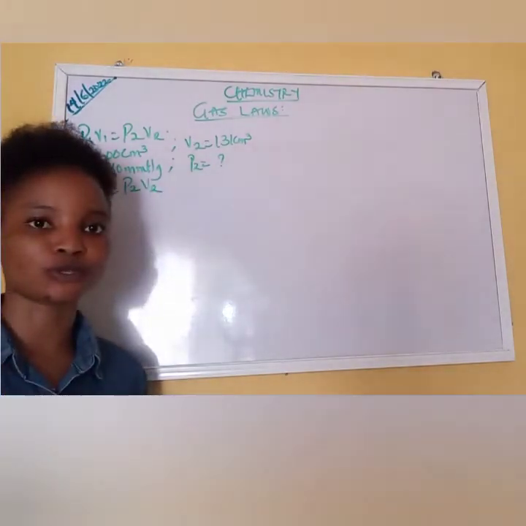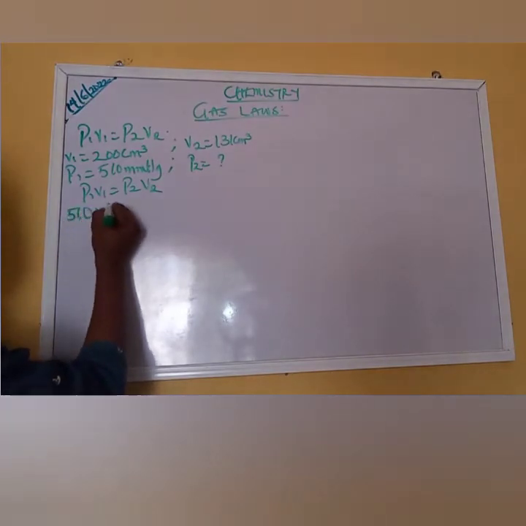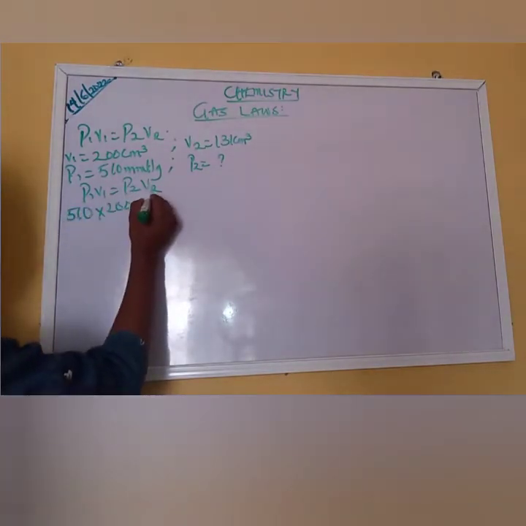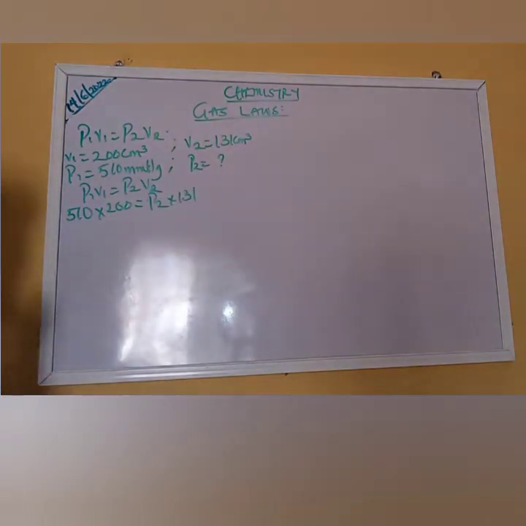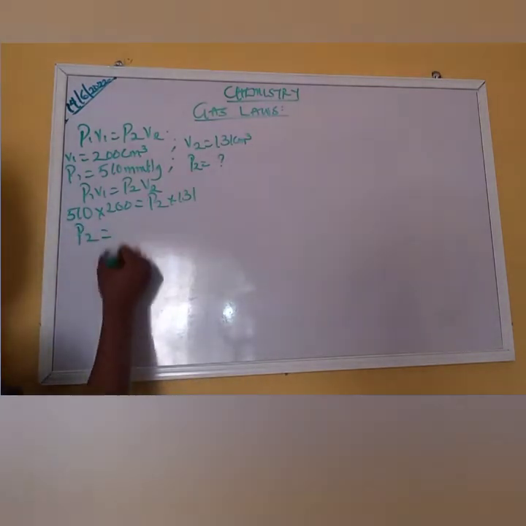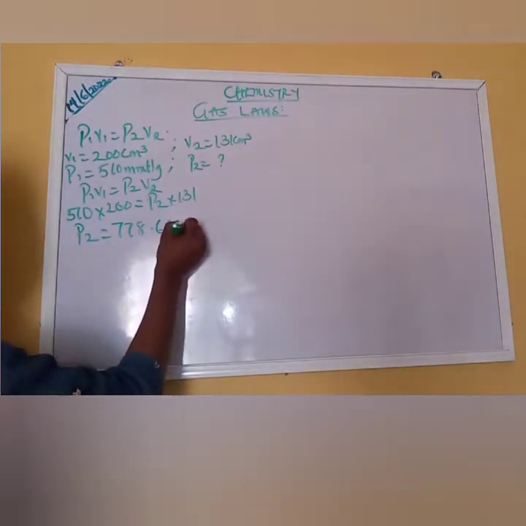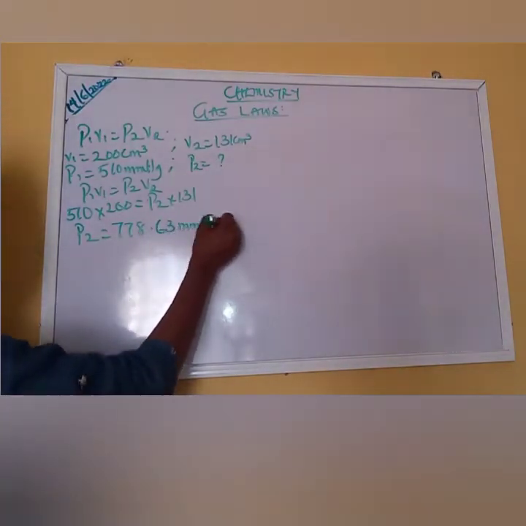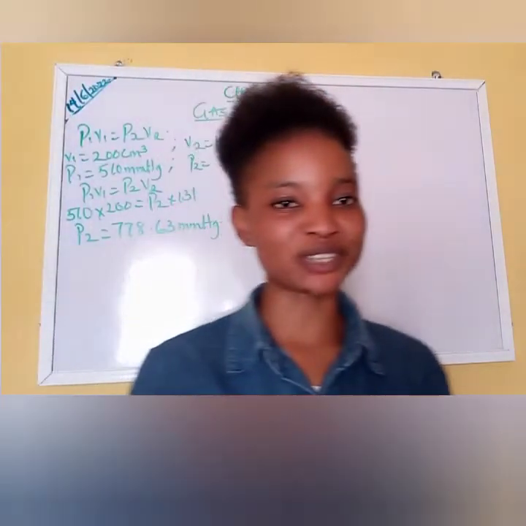So I have to just use the formula, P1V1 is equal to P2V2. I have 510 times 200, substitute everything, equals P2 times 131. In order not to waste our time, by the time you calculate everything, dividing and multiplying, you should have 778.63. Let's not forget the unit, millimeter mercury. So that also leads us to number 3. I hope you enjoyed the class.